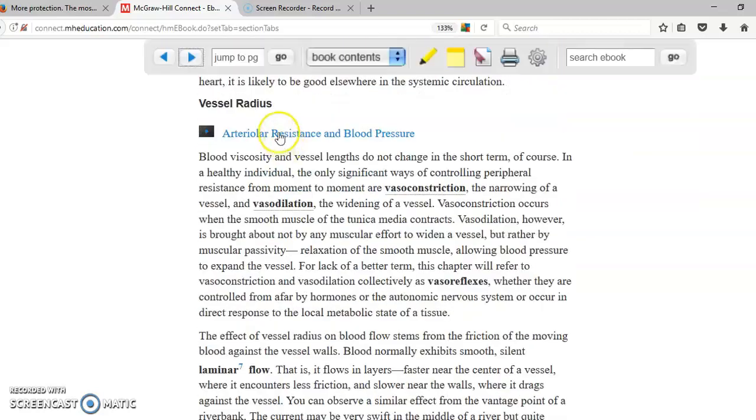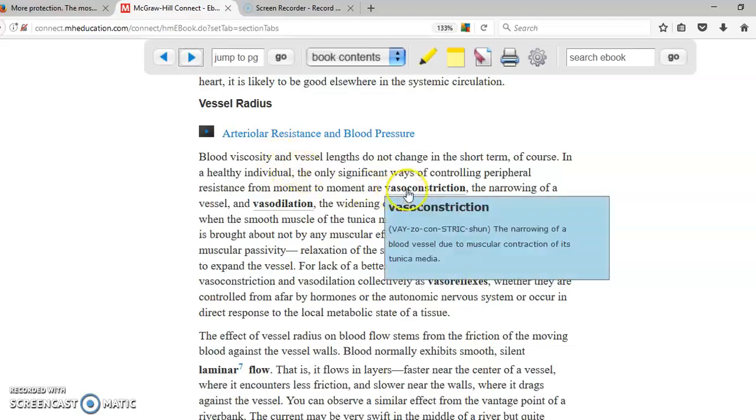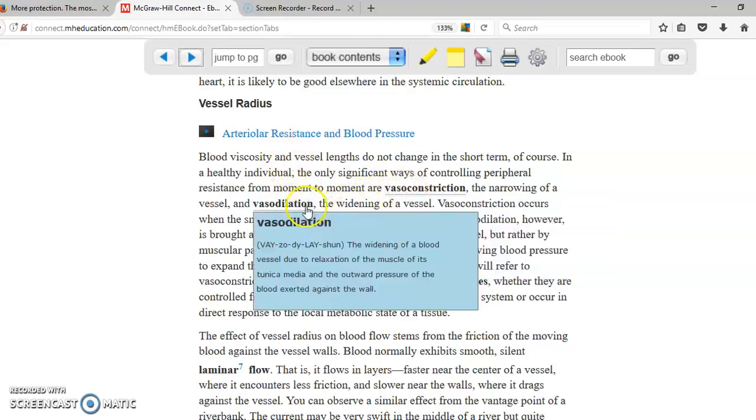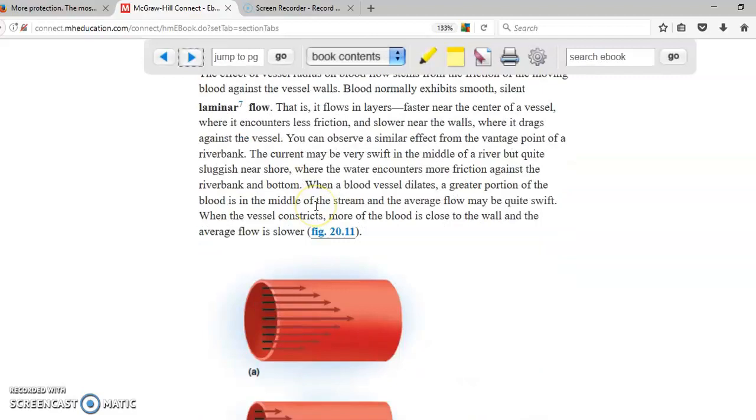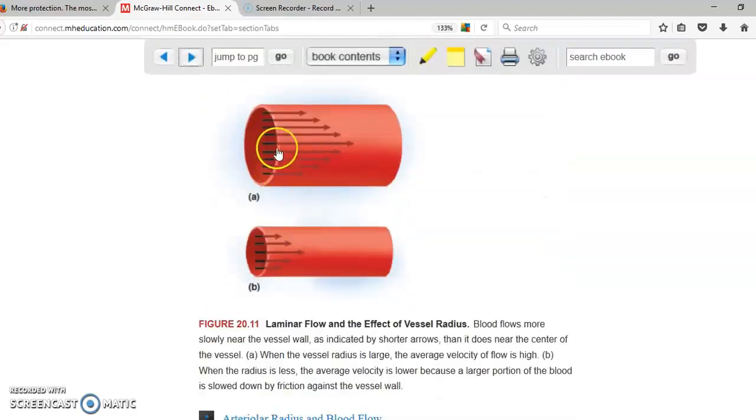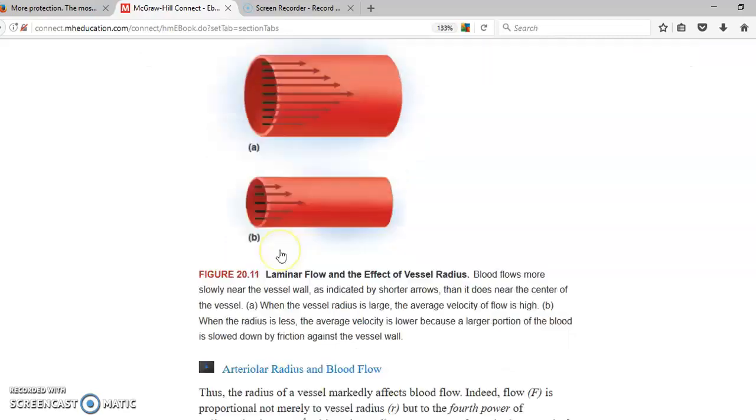Therefore, the vessel length also affects your peripheral resistance. Next one, blood vessel radius. The smaller the blood vessel, the more resistance you have. The larger the blood vessel, the less resistance you're going to have. When the blood vessel, for example, has a certain length and you make it smaller, then that's vasoconstriction. And if it's smaller and you make it larger, that's vasodilation. So as you can see here, the blood vessel has a larger area right here, so this is going to produce less resistance than if this one is smaller.